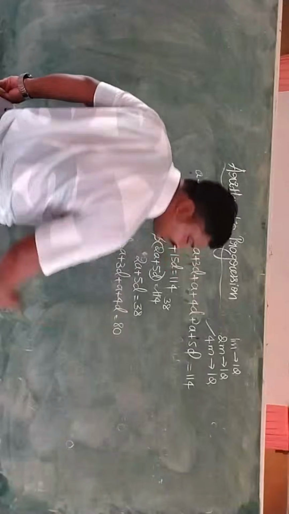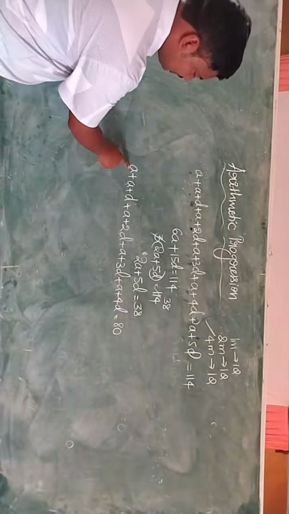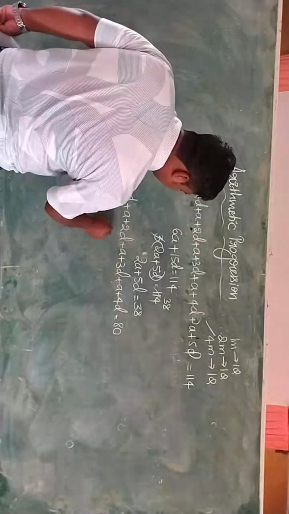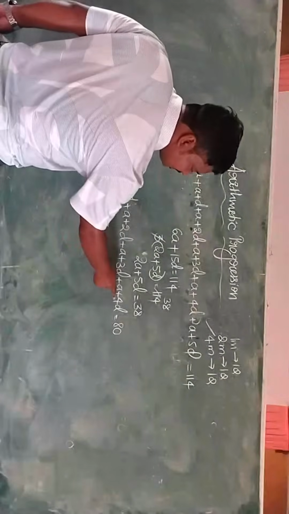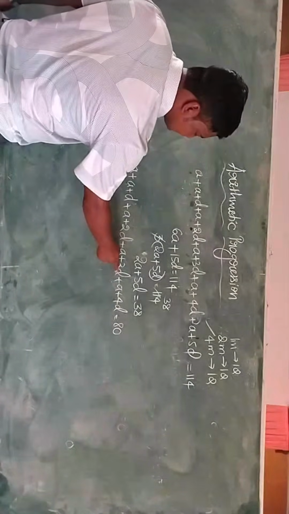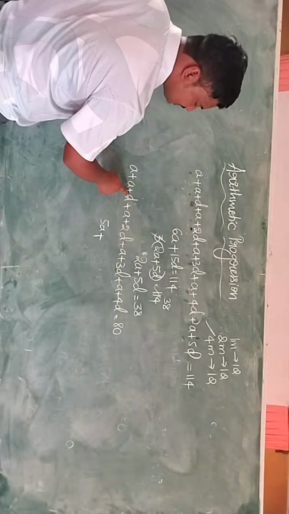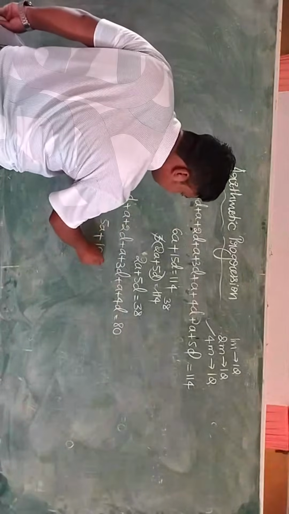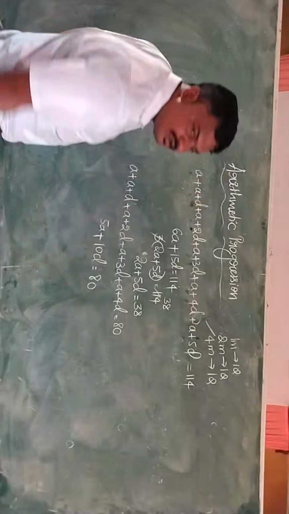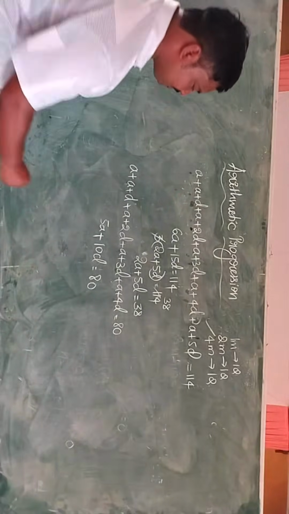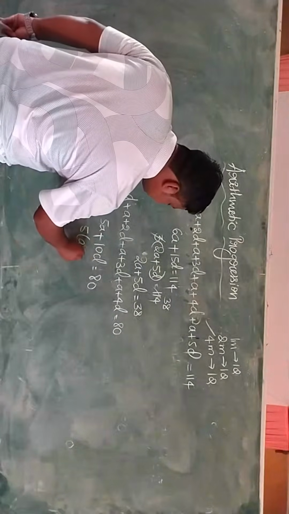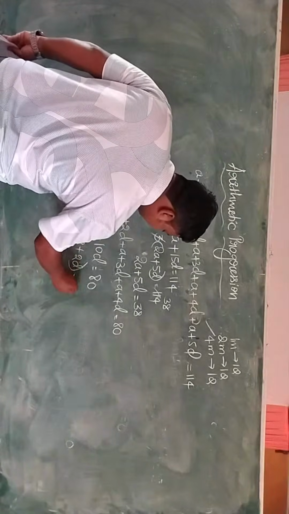Is equal to 80. Okay. So now 1, 2, 3, 4, 5. 5 times A plus 4D plus 3D is 70, 70 plus 2D is 90, 90 plus D is 100, which is equal to 80. 5 is common, take it outside. 5 into bracket A plus 2D is equal to 80.